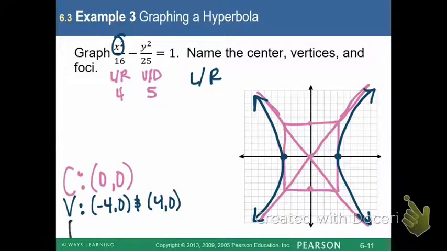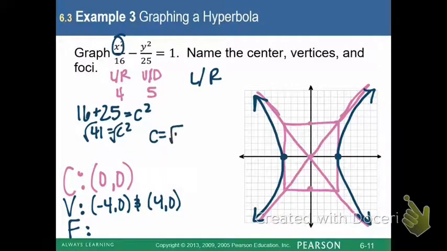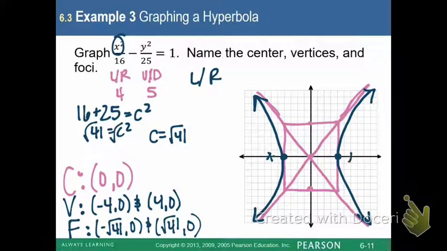And then my foci, so again, I just need to use my equation here. So 16 plus 25 equals c squared. That cannot be broken down. So c is equal to the square root of 41. So since your center is at 0, 0, you'd be adding and subtracting that to 0. So it'd be -√41, 0, and +√41, 0. You do not have to draw in the foci, but remember if you did, usually they draw them as like stars. They're always going to be like outside of your hyperbola, somewhere around there.